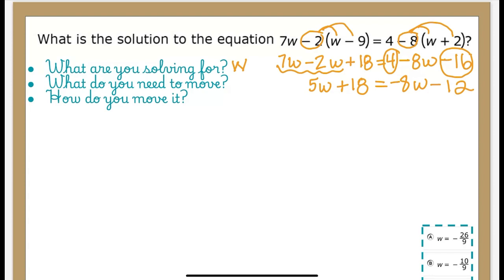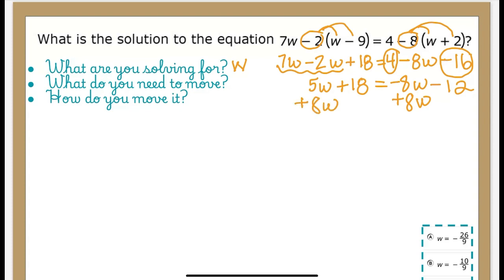What are we solving for? W. Now I'm ready to move constants or the variables to the left or the right to be able to put them together and solve for w. All right, so what do you need to move? I can move the constant first, or I can move the variable that is to the same exponent together. I think I would like to move the 8w to the left. How do I move it?